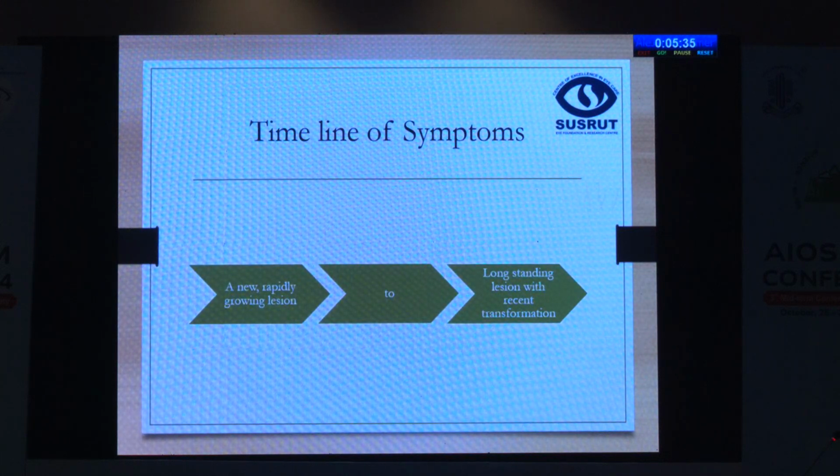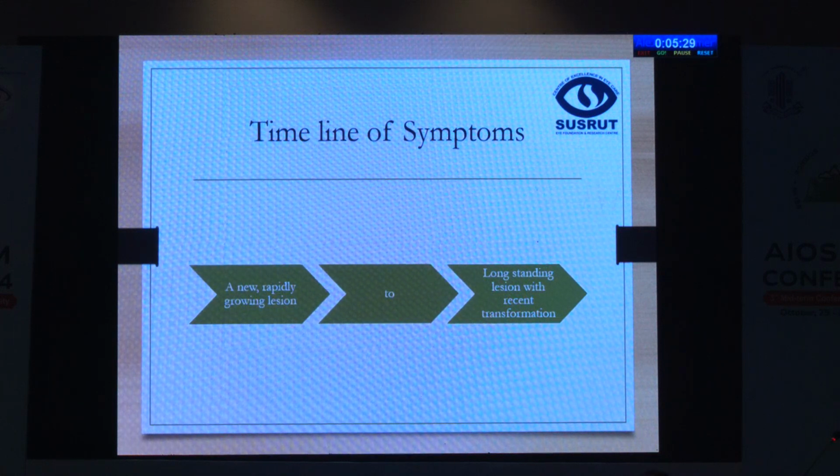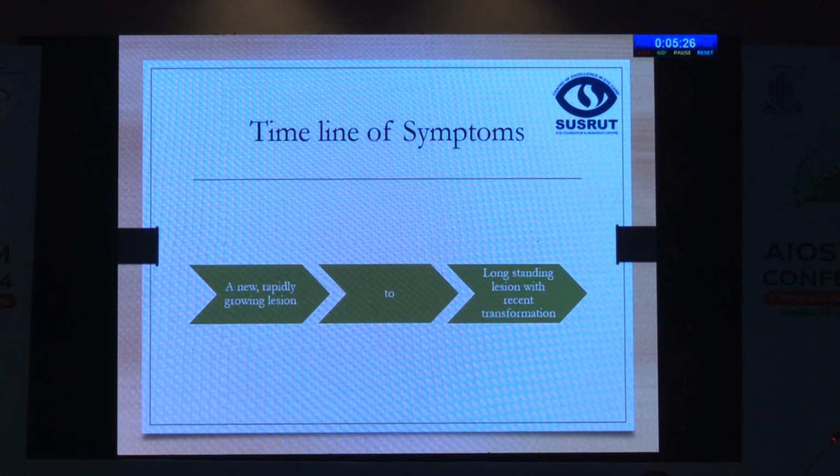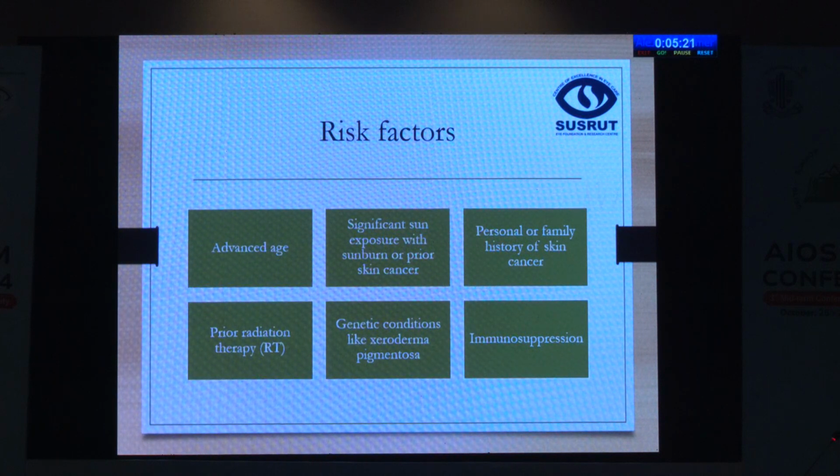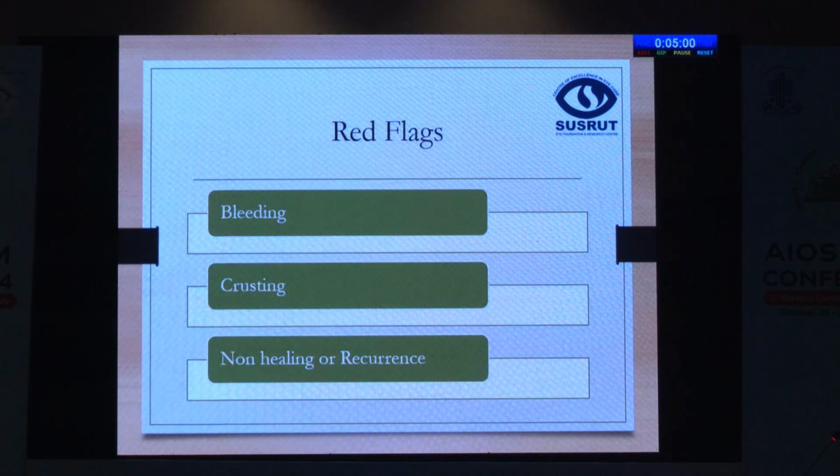Now, the timeline of symptoms is like this. It can be a new and rapidly growing lesion, or it can be a long-standing lesion with a recent transformation. The different risk factors are advanced age, significant sun exposure, personal or family history of skin cancers, genetic predispositions, prior radiation therapy, or immunosuppression like certain genetic diseases, graft transplant patients, patients on immunosuppressive therapies, and HIV positive patients. The red flag signs for any eyelid tumors are bleeding, crusting, non-healing, or recurrence.